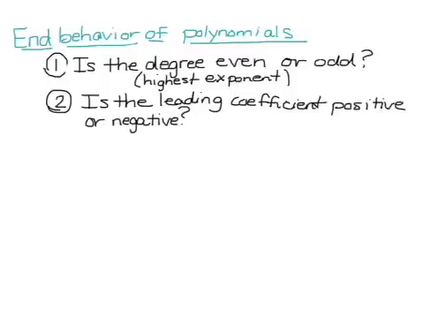In order to determine the end behavior of polynomials, there are two key pieces of information that you need. The first piece is you need to know whether the degree is even or odd, and your degree is the highest exponent. And you need to know whether the leading coefficient is positive or negative. And your leading coefficient is the number that's multiplied by the term with the degree. So with polynomials, there are only 4 cases that you can possibly have.